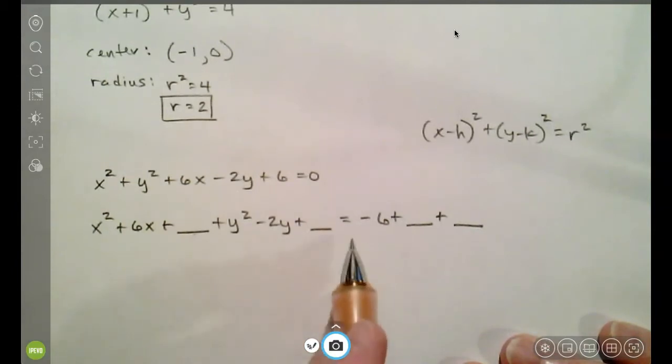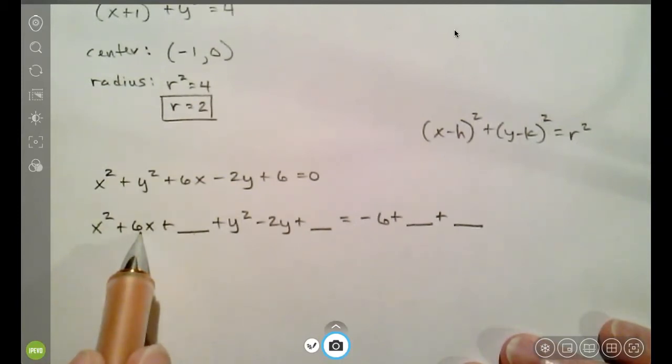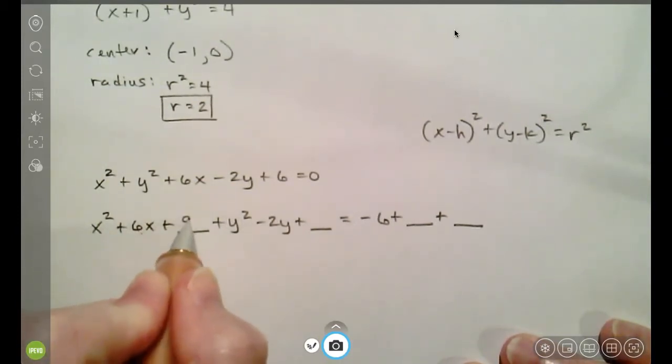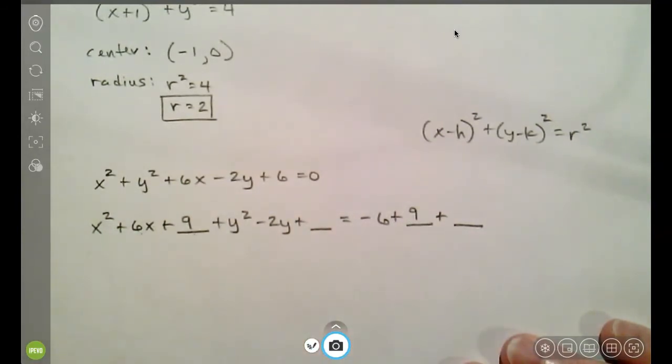So remember, in order to keep my equation balanced, whatever I add to the left, I have to add to the right. So over here, I already have my 1x squared, so we're good to go there. I can just take half of my middle term, which is 3, and then square that. So I'm going to add 9 to the left side, so I need to add 9 to the right side. And then here I'm going to take this. Again, I have a 1y squared, so I can go ahead and split that middle term in half, and then square that. So I'm going to get -1 is half of -2, and then square that is 1.